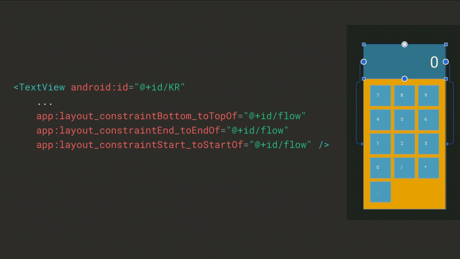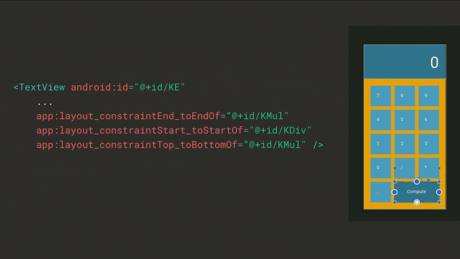But what's even better is that you can do the same for the inside elements. So here I have this other text view that I actually constrained to those internal buttons.